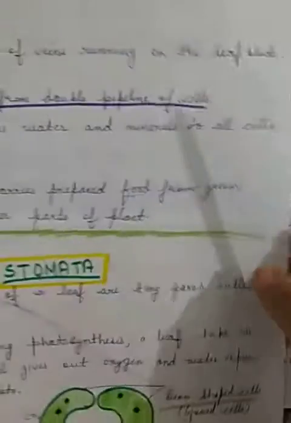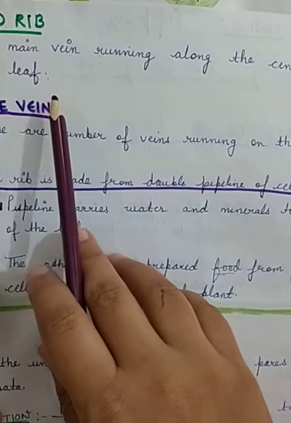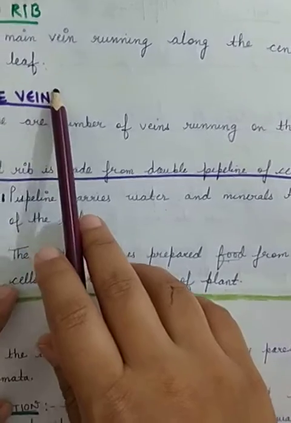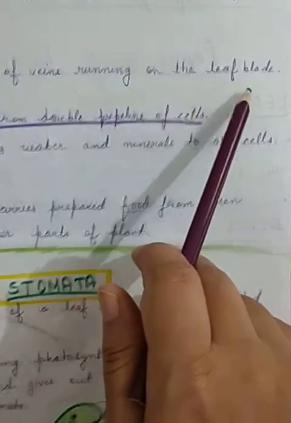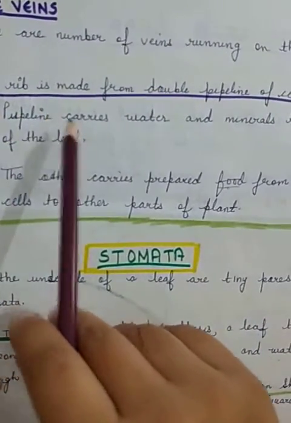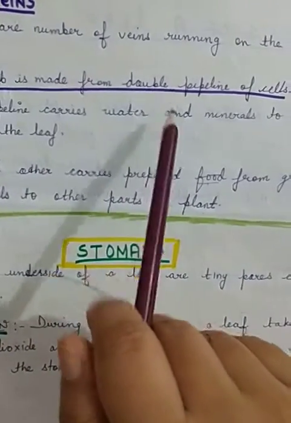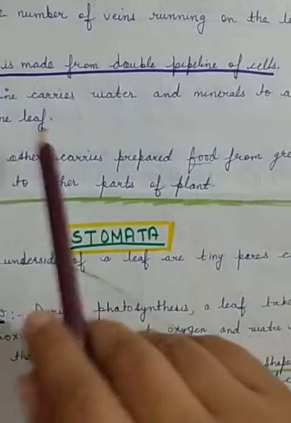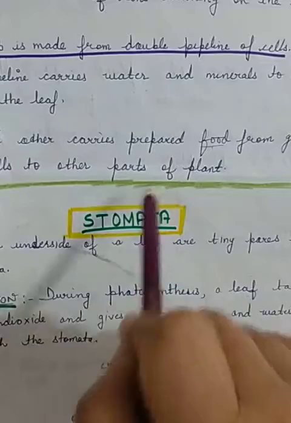Now, after that, how can you define the midrib? The midrib is the main vein which runs along the center of the leaf. And side veins are a number of veins which run on the leaf blade. The midrib consists of two kinds of pipelines. The first carries water and minerals to all cells of the leaf, and the second carries food prepared by the leaves to the other parts of the plant.